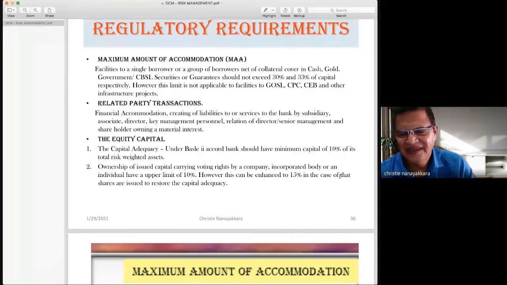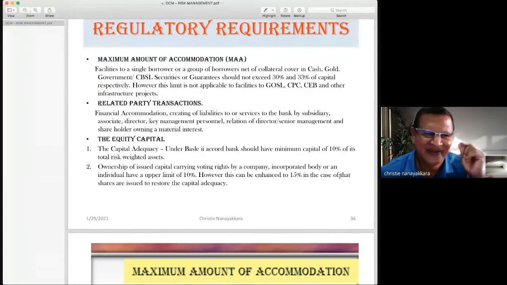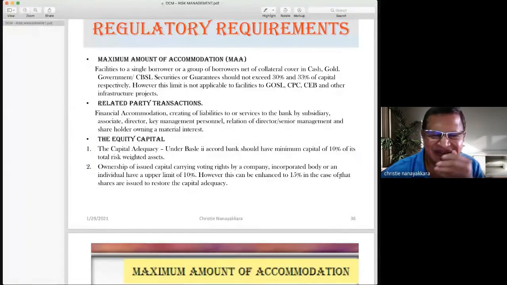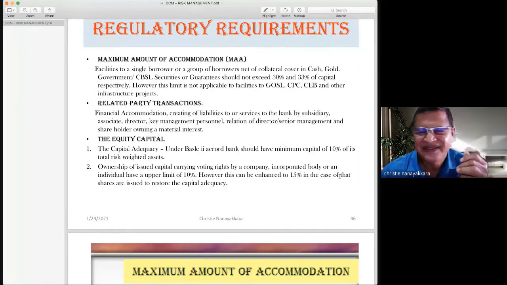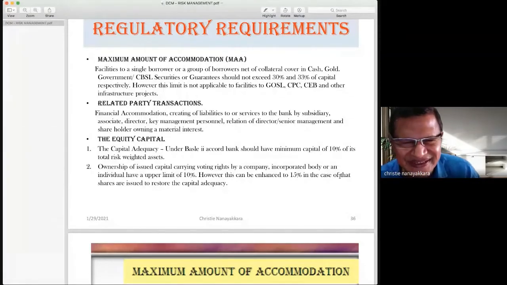Now I'm going back to our maximum amount of accommodation for a customer. I had 2 customers, A and B, which you may have written down. Both are asking for 4 billion facilities, and finally you can't give both. One has given cash collateral, so the net exposure for him is 3.5. The other one has given a guarantee. Net exposure is 3.5.